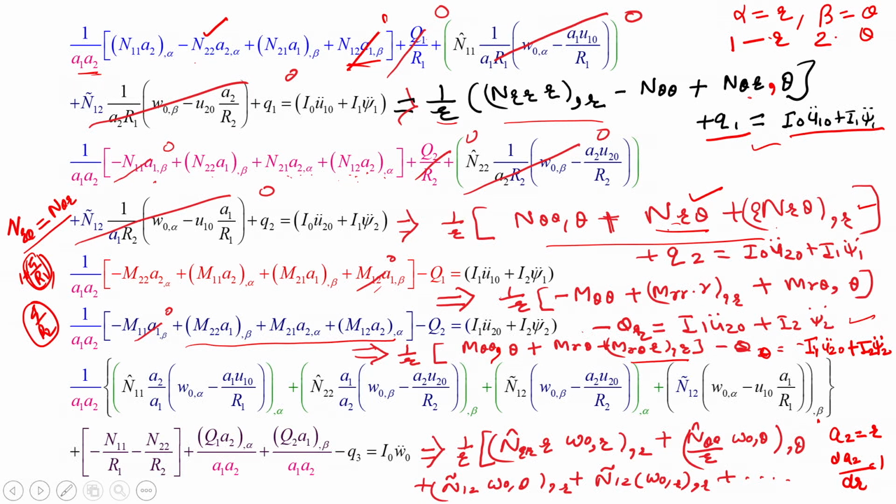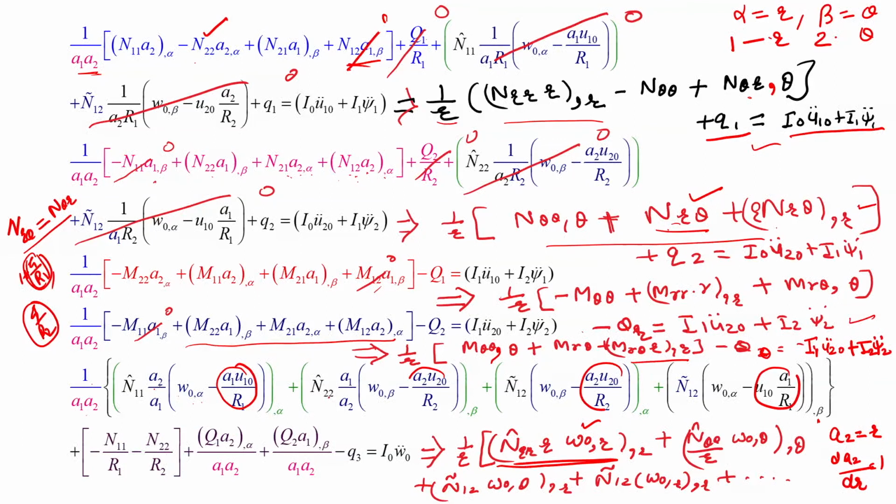Now come to the fifth equation. Here again this term will not contribute, this term will not contribute, this term will also be 0, and again this term. So, the first term will be 1 by r, a2 is r. So, n hat r r, w comma r, whole derivative with respect to r. So, this will be the contribution of a nonlinear term.